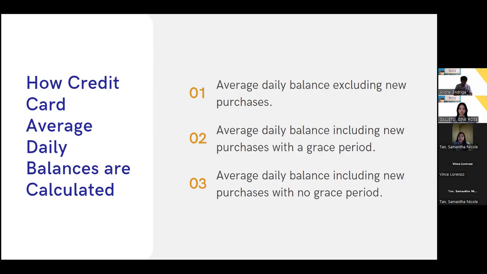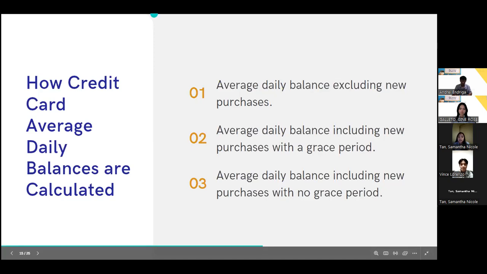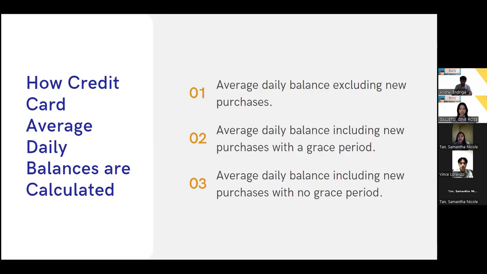So the second is the average daily balance including new purchases with the grace period. So dito naman, the balance is the sum of the outstanding balances for every day in the billing cycle, and dito ay included naman yung mga new purchases and deducting payments and credits, and the same lang na i-divide siya by the number of days in the billing cycle. And the last one is the average daily balance including new purchases with no grace period. So dito, the balance from the previous month and any new charges made during the billing cycle are included in the balance calculation, even if the previous month's balance was paid in full.